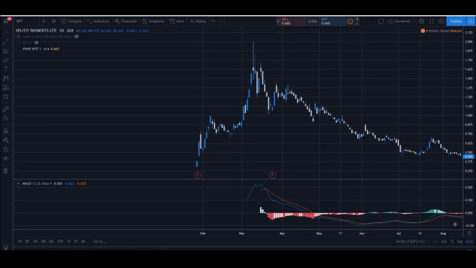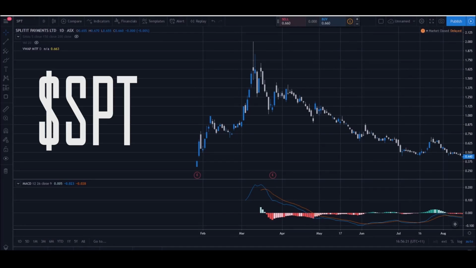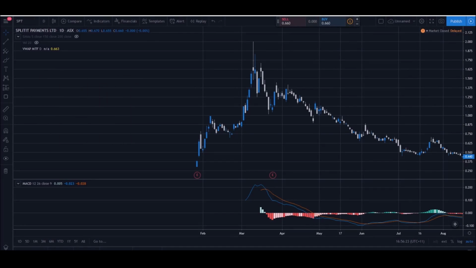This video is going to be a use case study on Splitit payments, the stock code SPT. Now, earlier in the year, it did a meteoric rise from 30 cents to $2. We're going to look at two key things, and there's going to be two key takeaways.